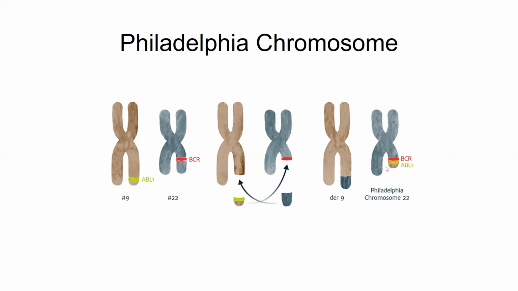It contains a fusion gene. This is a fusion gene. It's when two genes are together after such translocation, and it's called BCR-ABL1, and it's generated from this translocation.